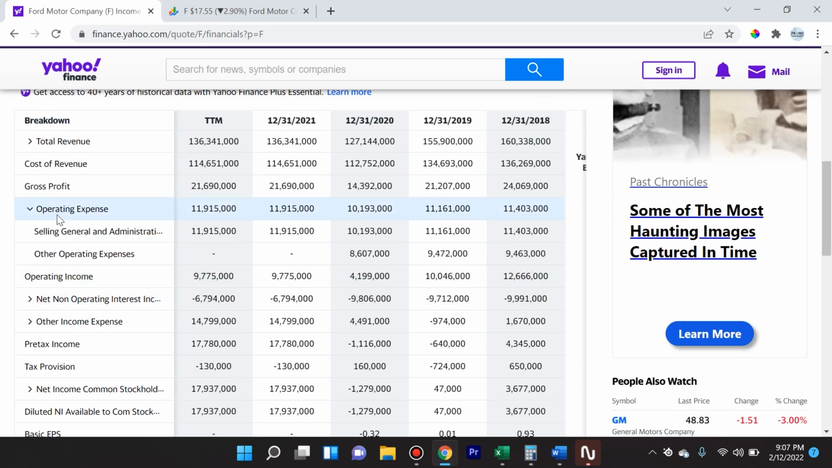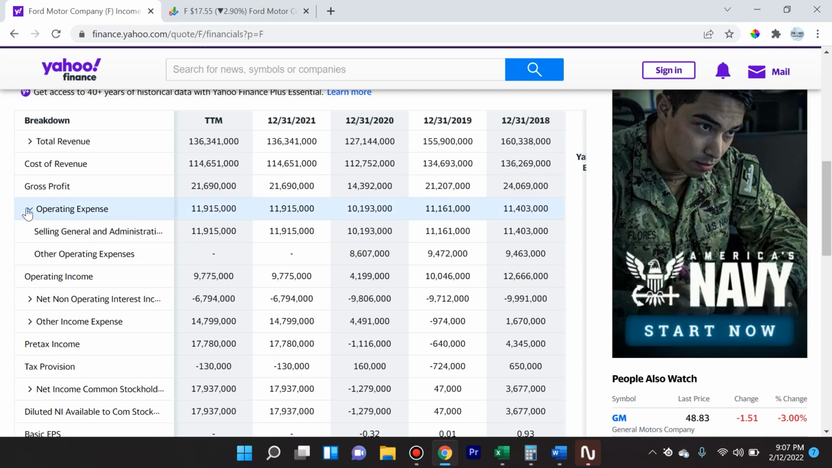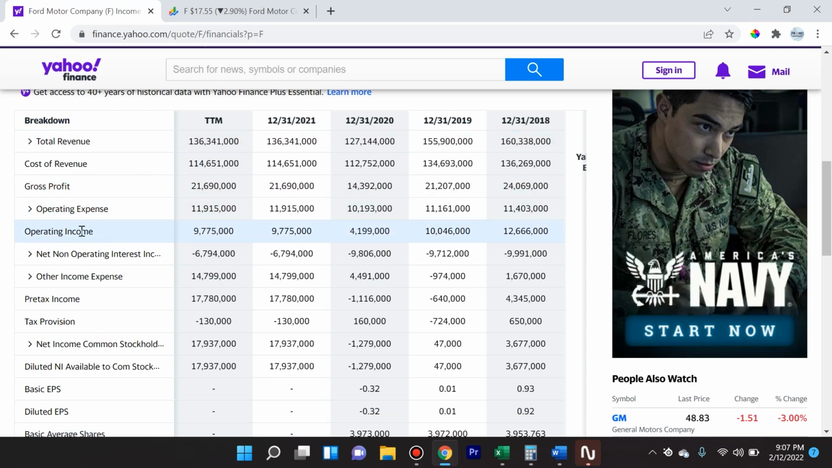And once you have those operating expenses, you take that and subtract it from gross profit and you get operating income. So in the case of Ford, for the trailing 12 months, or let's say for 2021, which is the same as trailing 12 months in this situation, then the operating expenses was $11,915,000,000. So we had to take that and subtract it from the gross profit, which was $21,690,000,000. And we have our operating income.